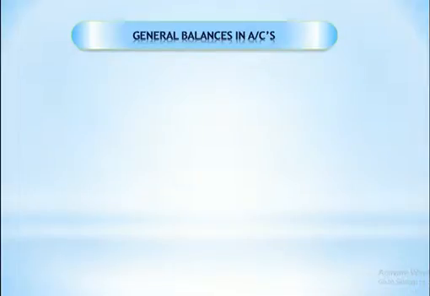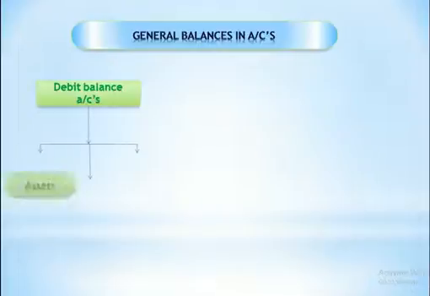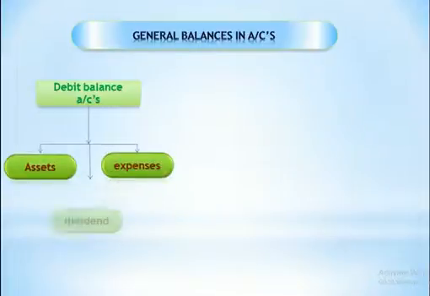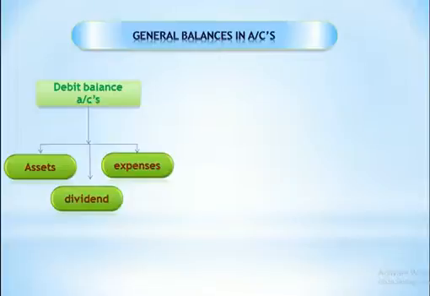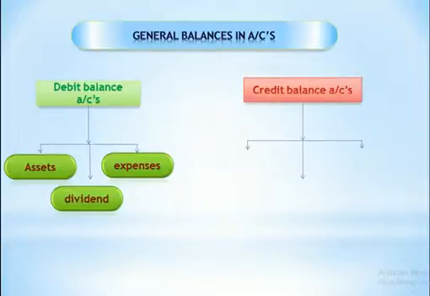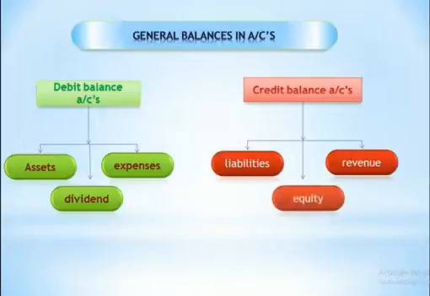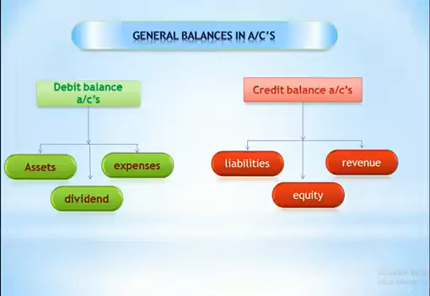Now I show the general balances in accounts. Debit balance accounts. In these, assets account, expenses account, and dividend account. These are the general debit balance accounts and credit balance accounts: liabilities, revenue, and equity. I am showing that these are the general balances available, but these are not fixed. Sometimes there may be changes.